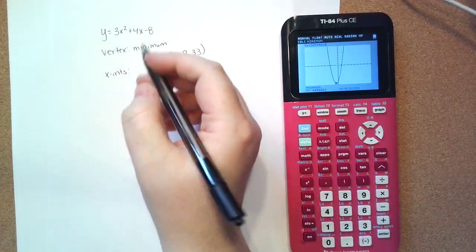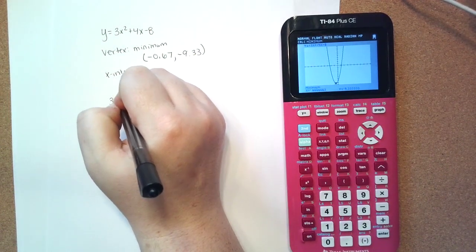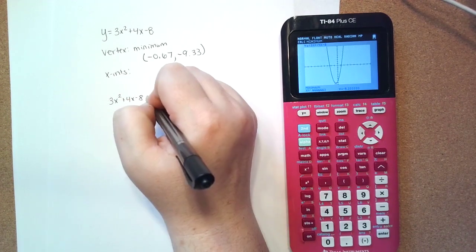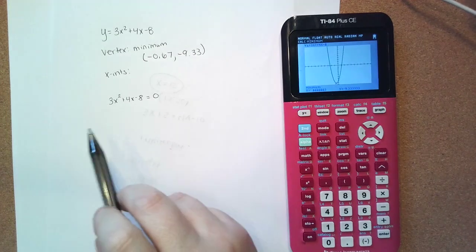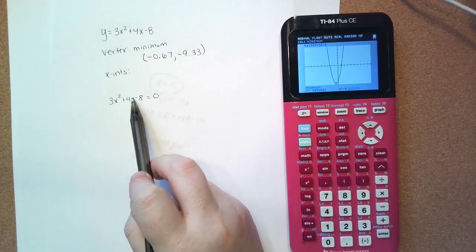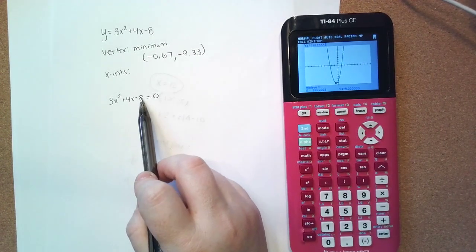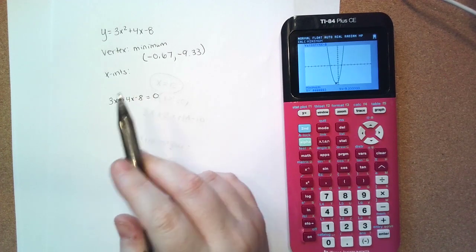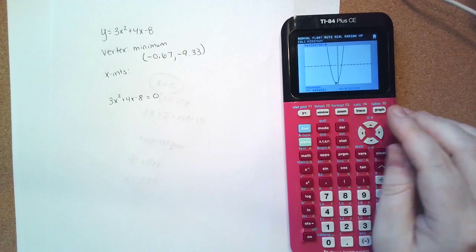We would actually take our equation, and we know that x-intercepts are when the graph crosses the x-axis, when y is equal to 0. So we'd have 3x squared plus 4x minus 8 equals 0. And this goes back to y equals the left, y equals the right. And so we can solve it. There are two ways to do this.